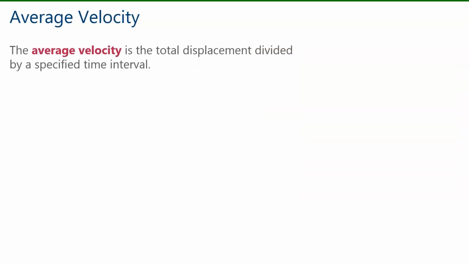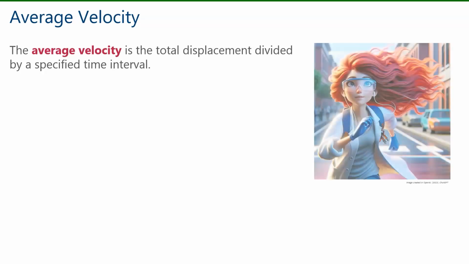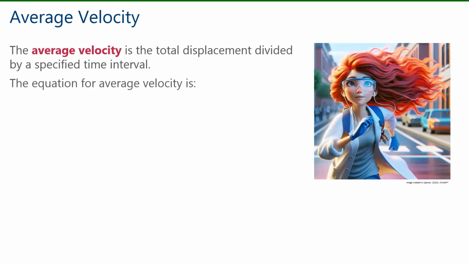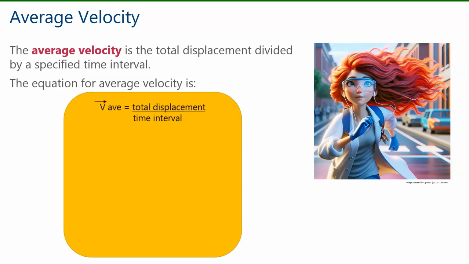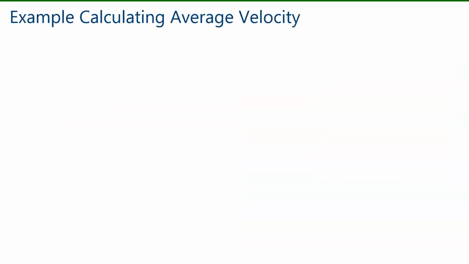The average velocity is the total displacement divided by a specified time interval. The equation for average velocity is average velocity is total displacement divided by the time interval, or average velocity is total displacement divided by time, or average velocity is displacement 2 minus displacement 1 divided by time 2 minus time 1. Let's look at some examples of calculating the average velocity.